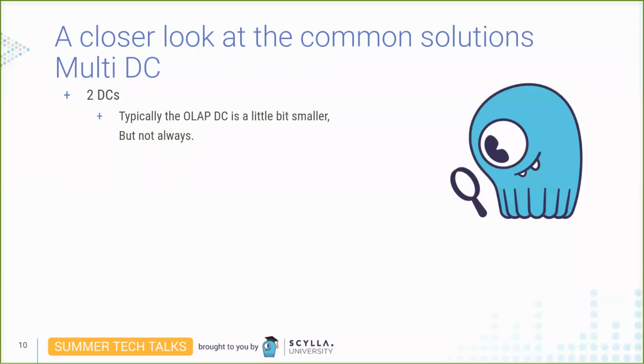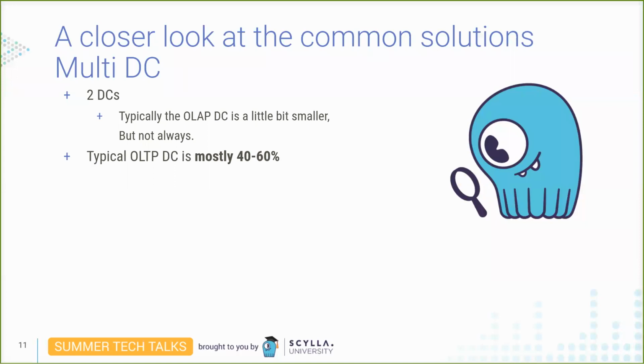We'll start with the multi-DC one. So let's say we set up two data centers. We try to save some money by downsizing the OLAP cluster relative to the OLTP a little bit, assuming that we even can. It's not all bad. It is a good setup for most cases since OLAP is often only a read workload. So the synchronization will happen only in one direction, from OLTP towards the OLAP data center.